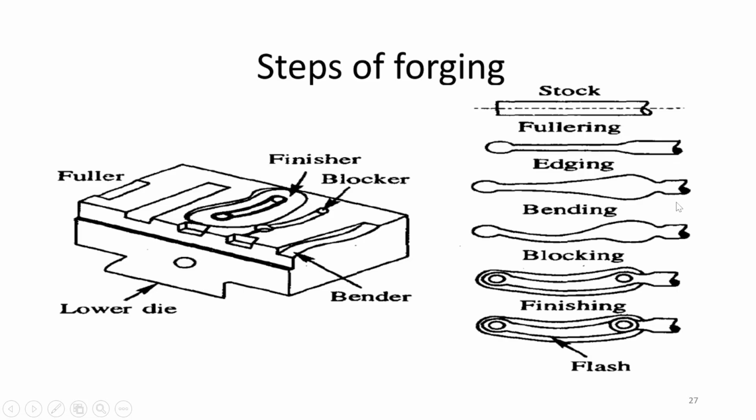So these are various steps. Stock is just the initial part that you have. Then you provide fullering, you will be reducing the cross section. Then edging, then after that bending. In some cases you might not require bending, or you might go directly from fullering to blocking as well.